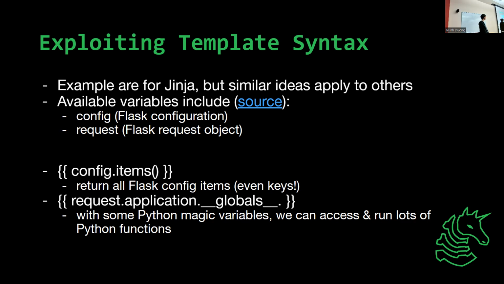Two more examples here. If you do config.items, it returns all the Flask config items, so you might get secret keys inside. And if you do request.application.globals, this is very specific, but basically the idea is you can access the attributes of any sort of variable and get access to even more Python functions and variables that you can use to arbitrarily execute code.